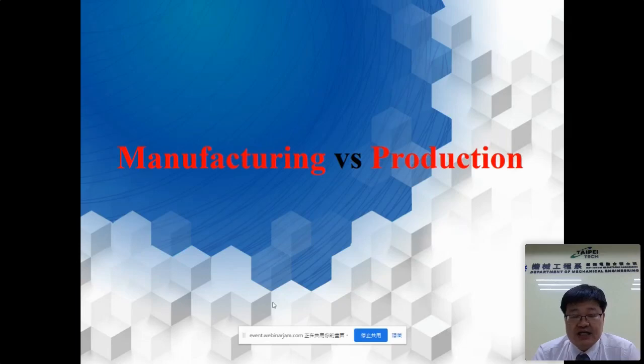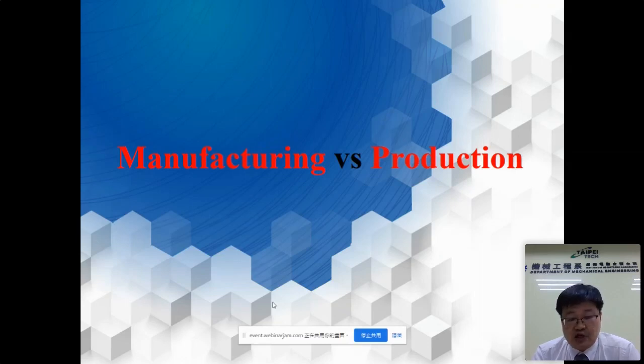And production is to put our machines together to complete a production line to make objects continuously. Continuously means we can make one part after the other, one object after the other. We can continue to produce something, that's production. So manufacturing and production have different definitions.